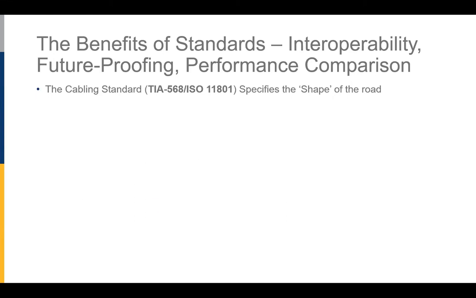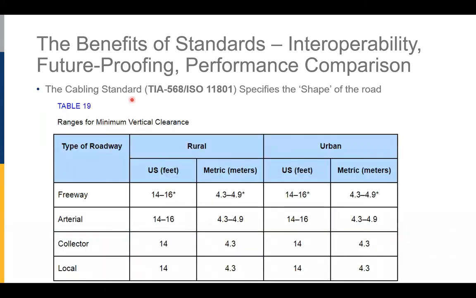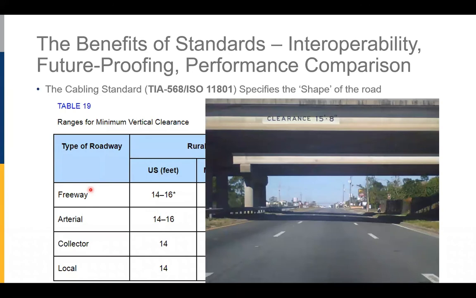So the standards that we're going to talk about in North America, most often we come across the TIA 568 standard. Internationally, there's the ISO 11801 standard. Both of these are very similar, and what they do is they specify, I'm going to work on an analogy here, the shape of the road that we're going to be transmitting on. These are actually the specifications for an overpass for the United States highway system.